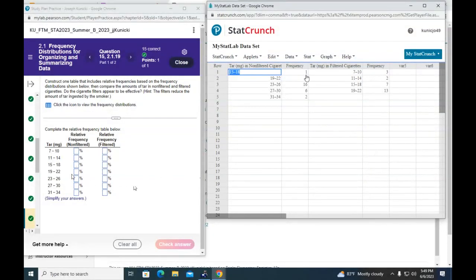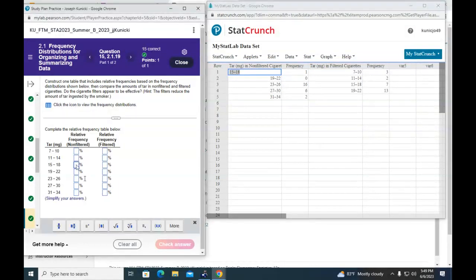Okay, so 15 to 18, that's the first one there. It says 1, so that's 4%. 1/25 is 4%. 1 out of 25. The next one's 0, so it's 0%. The next one's 16. 16 times 4? 64%. The next one's 6. 6 times 4? 24%. The next one's 2. 2 times 4? 8%. There's nothing in here. Don't forget to fill those in. So if you add those numbers up, you get 68 and 32 is 100.